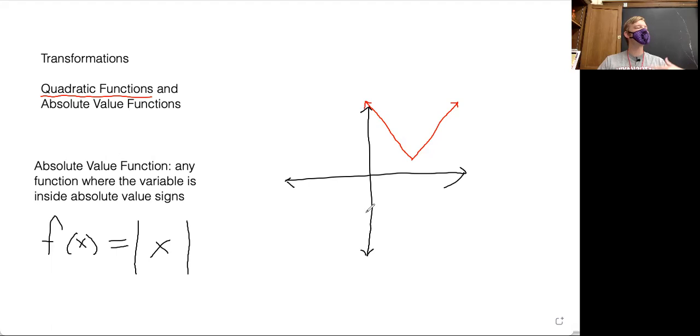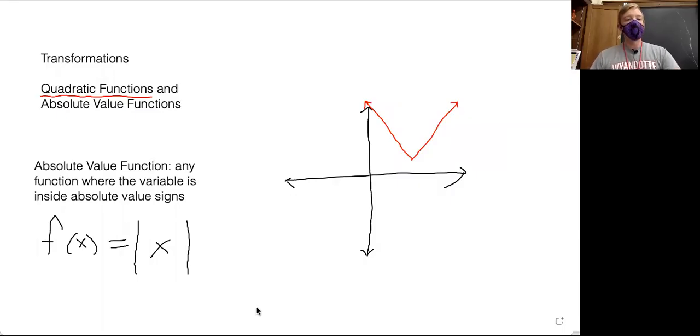So notice it is related to the quadratic graph. It's related to the parabola in the fact that we have lines going up on both sides, and we have this point down here at the bottom, and that point is specifically called the vertex, and we'll talk more about that in the next unit. But they have shapes that are relatively similar here. The difference, though, is an absolute value has straight lines and a quadratic has curved lines. A quadratic is a U shape and the absolute value is a V shape.